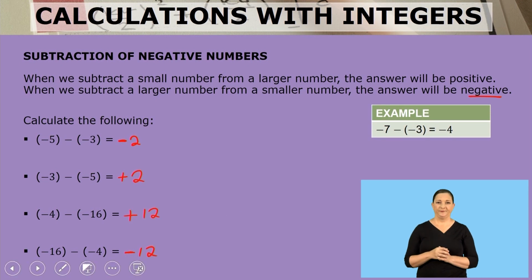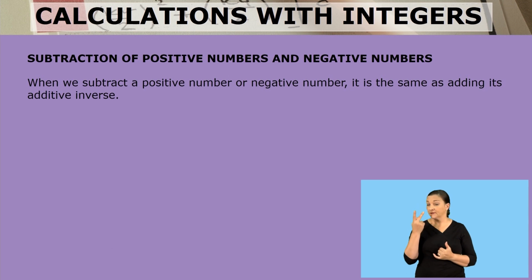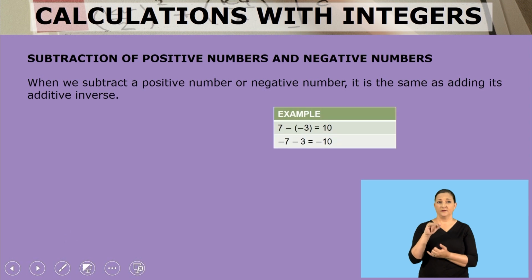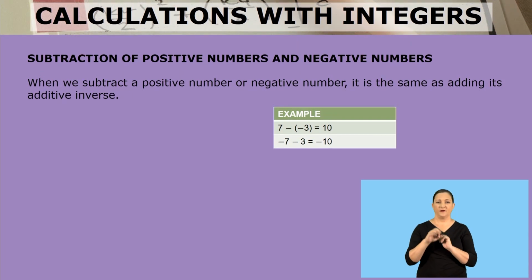So let's see when we have a subtraction of a positive number and negative number. So when we subtract a positive number or a negative number, it is the same as adding its additive inverse. For example, if I have 7 minus negative 3, so because we are subtracting, we can see there the additive inverse of negative 3 is 3. So it will be the same as adding that 3. So that will be 7 plus 3, and the answer there is 10.